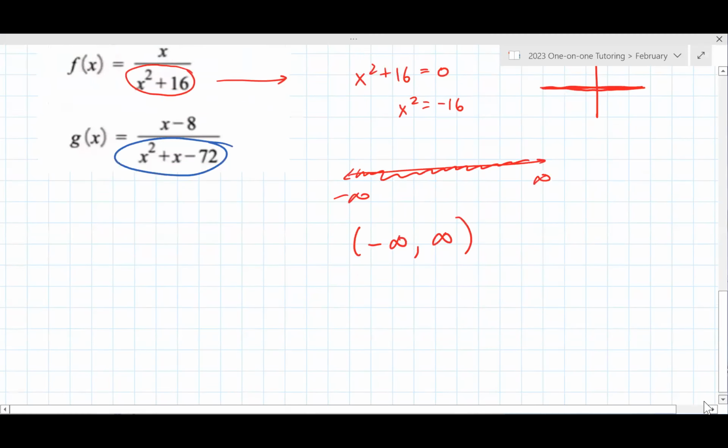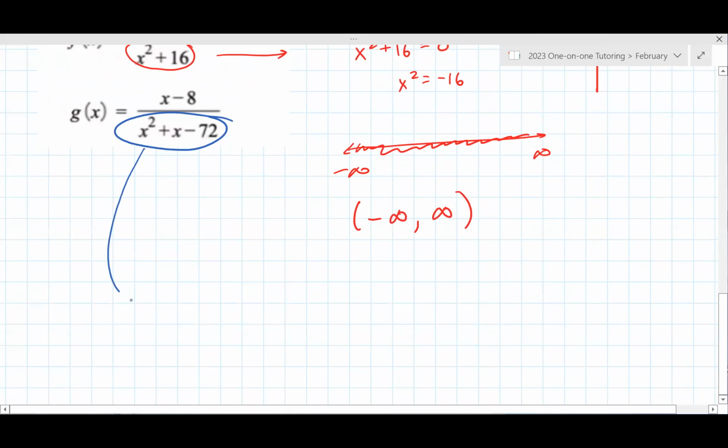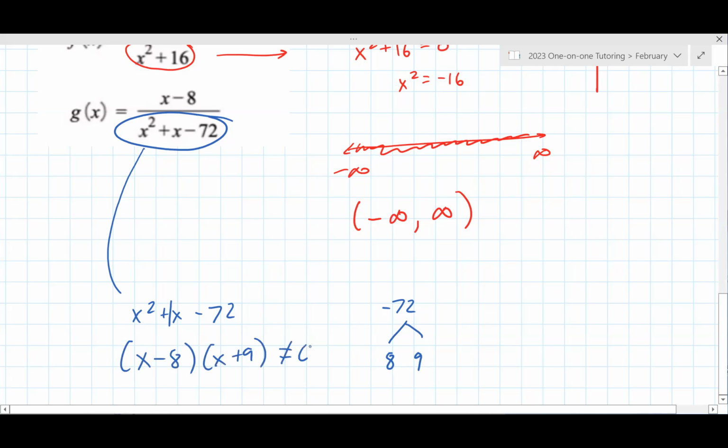Okay, so we can do the next one now whenever you're ready. You're trying to find two numbers that multiply to minus 72 but add up to positive 1. Anything come to mind? It's 8 and 9, but we have negative 8. That's right. So it becomes x minus 8, x plus 9. And again, these cannot be 0.